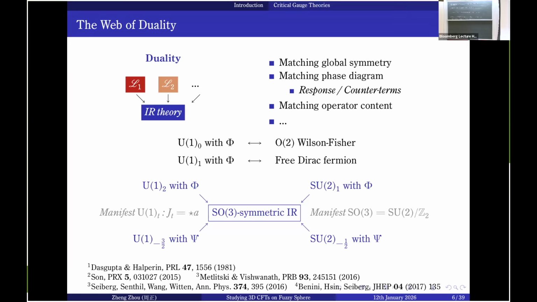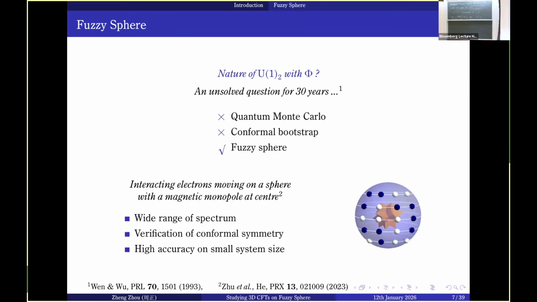And on the other hand, for the U1 gauge descriptions, the manifest symmetry is the U1 topological symmetry of the U1 gauge field, and it is conjectured to be enhanced to an SO3 symmetry in the infrared. However, this transition, U1 level 2 with a scalar, was first proposed 30 years ago by Wen and Wu. In the 3 decades since, people keep being interested in it. However, what is its nature and physical property? This is an unsolved question.